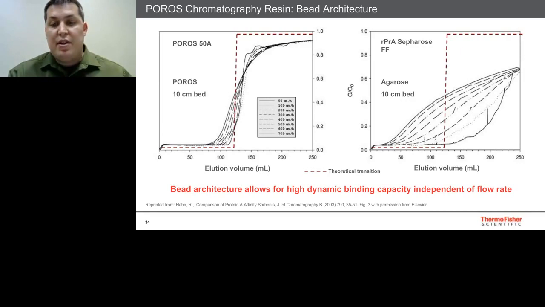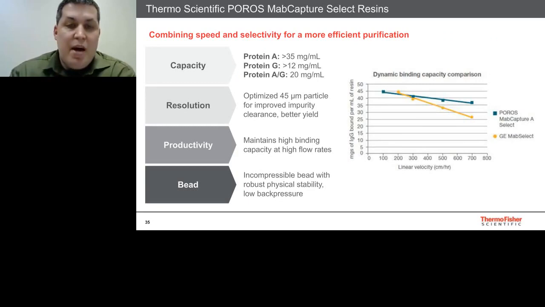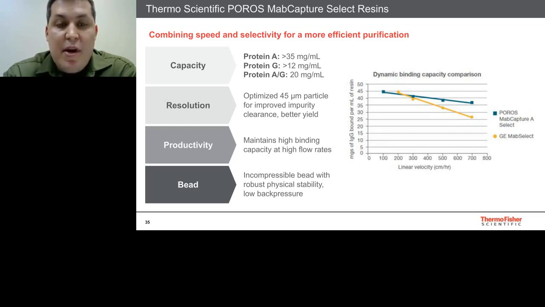This is further illustrated with all of our MabCapture Select resins. MabCapture Select resins are all the classical antibody-binding ligands, Protein A, Protein G, and Protein A/G, on the POROS bead. All the MabCapture Select resins are on a 50 micron bead for optimal performance. Since they are on the POROS bead, they maintain high binding capacity across a large range of flow rates, up to 5,000 centimeters per hour, and also have robust physical stability and low back pressure, making them an excellent choice for scaling up to process scale.